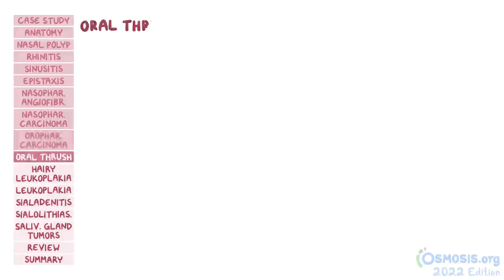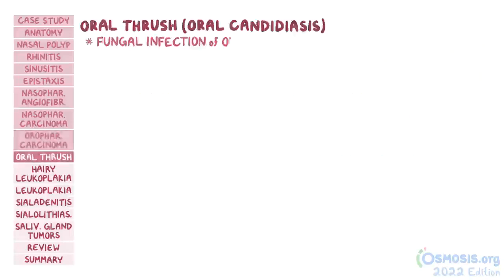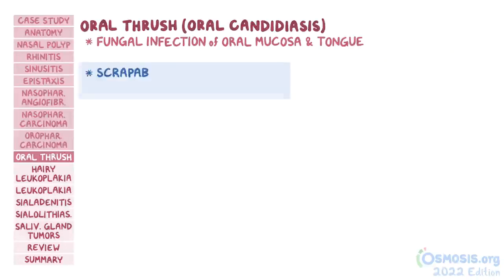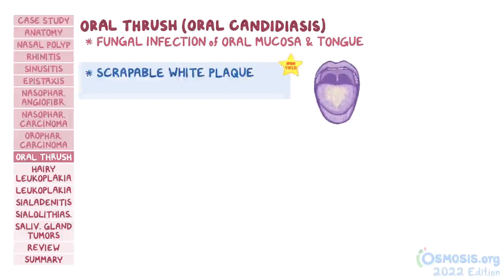Moving on, another high-yield oral lesion is oral thrush, aka oral candidiasis, which is a fungal infection of the oral mucosa and the tongue. Typically, oral thrush presents as a scrapable white plaque that looks like cottage cheese. This is caused by the yeast Candida albicans, which can normally be present in low numbers in the oral mucosa.